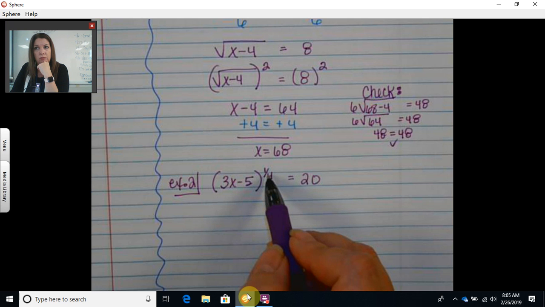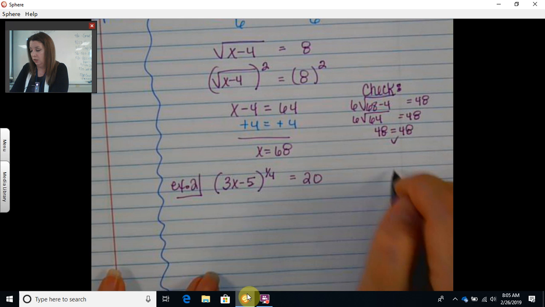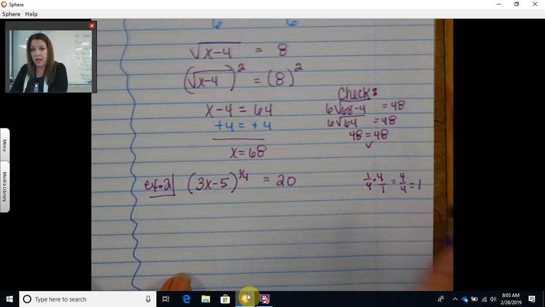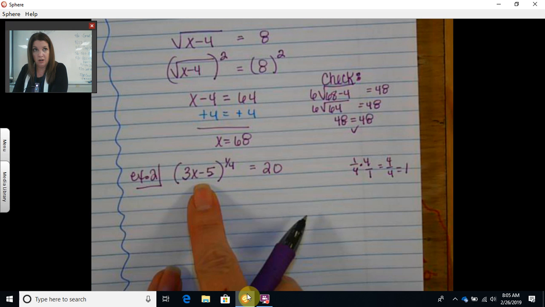This isn't 1/4 times 4, which is technically 4 over 1. It's 4/4, which is 1, right? So I could raise both sides to the 4th power, and that would make that exponent go away.